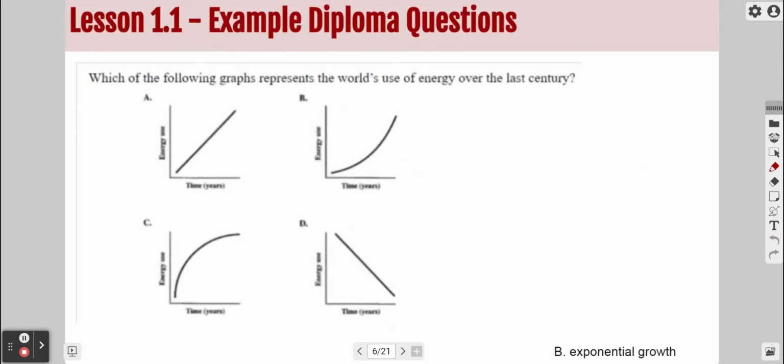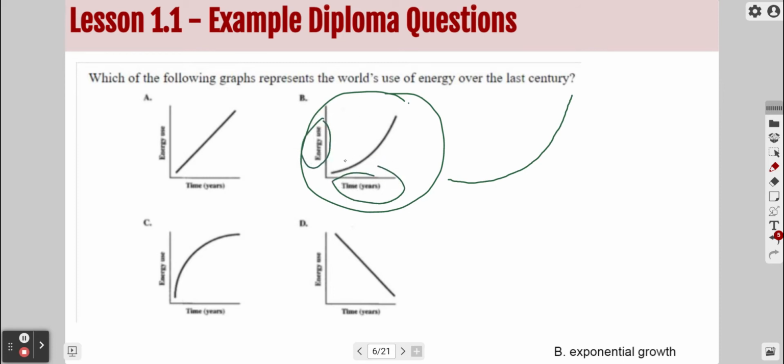All right, so a couple example questions based on that lesson 1.1 information. Which of the following graphs represents the world's use of energy over the last century? You should be choosing the exponential growth. So it's increasing over time, right? There's your time, there's your energy use, and it is increasing over time. Right? It's going up dramatically. And it's not just increasing linearly, that's what that graph is.